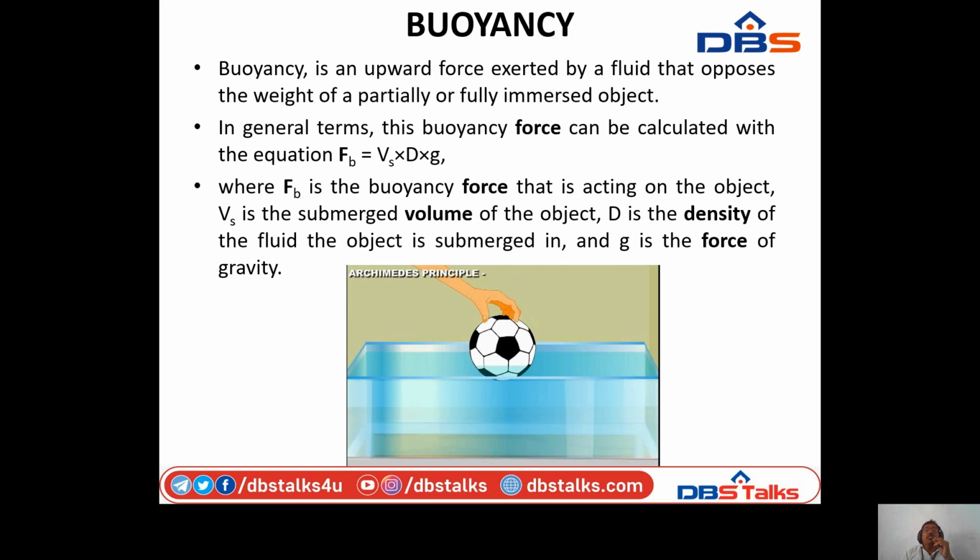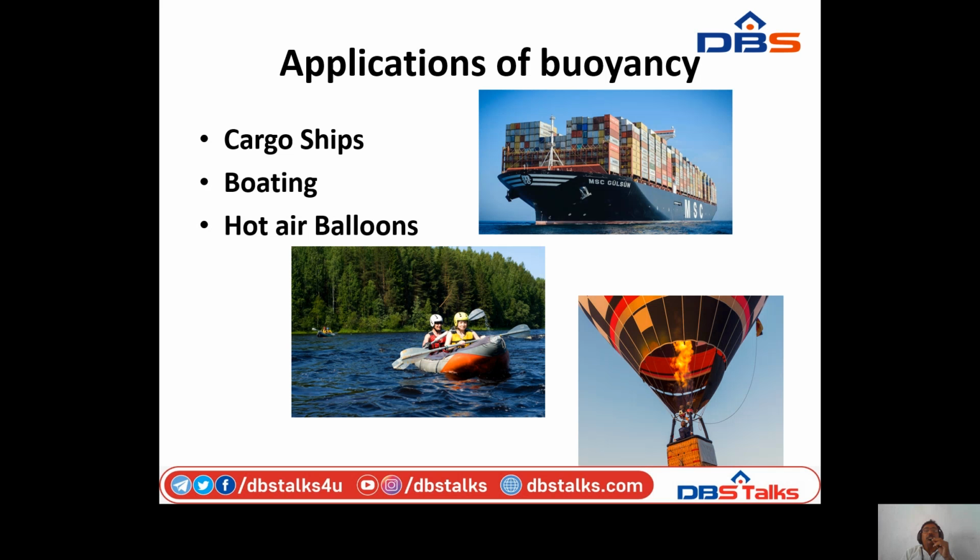In general terms, this buoyancy force can be calculated with the equation Fb is equal to Vs into d into g, where Fb is the buoyancy force acting on the object, Vs is the submerged volume of the object, d is the density of the fluid the object is submerged in, and g is the force of gravity. Applications of buoyancy: cargo ships, boating, hot air balloons. Excellent.